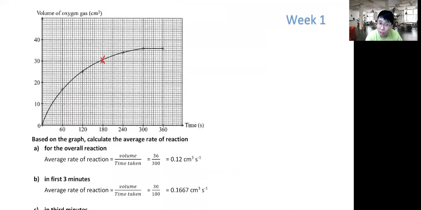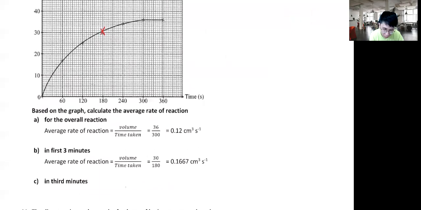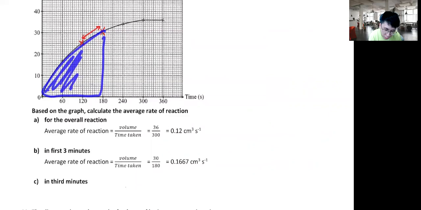In the third minute, guys, when you see it in the third minute, means you cannot use a range formula anymore. You must actually draw a tangent line. No. In the third minute, guys, still in the range because it's still average rate of reaction. Third minute means I don't want to include first and second minute, so I only want from here to here. Means like finding the area under here, I don't want this, I only want this.